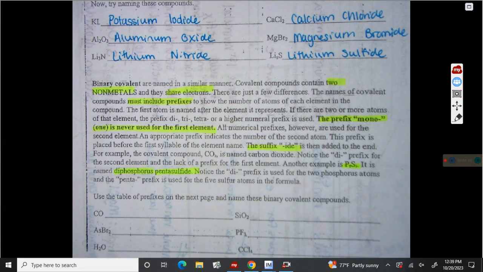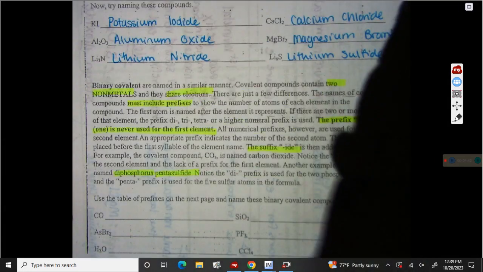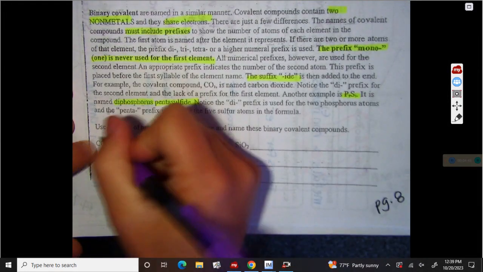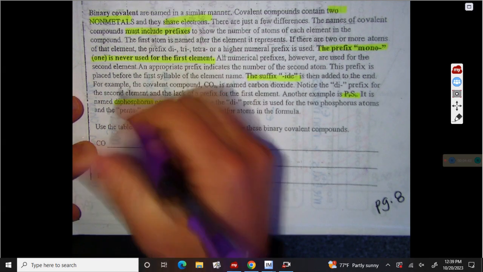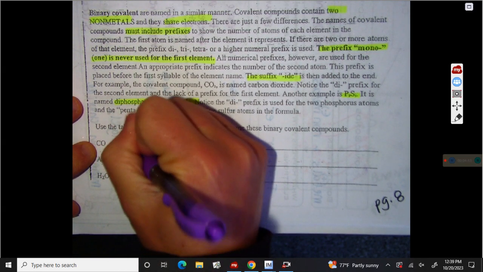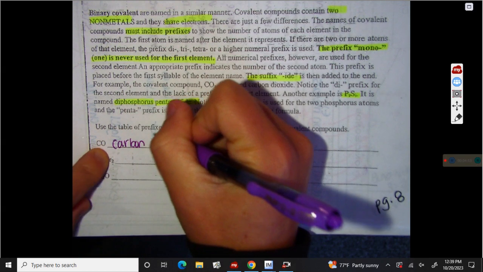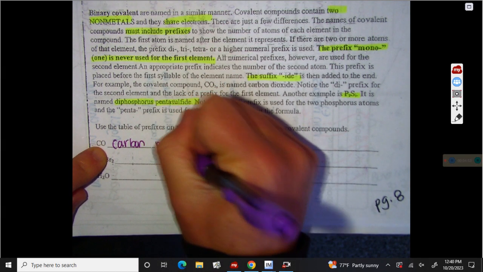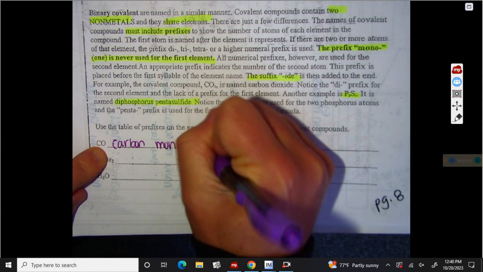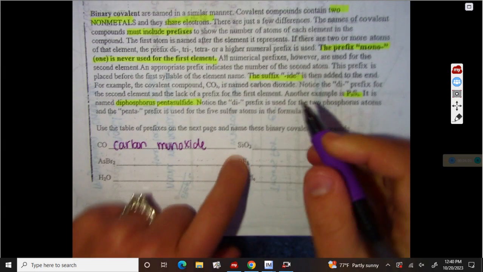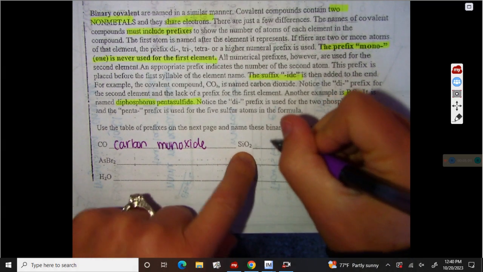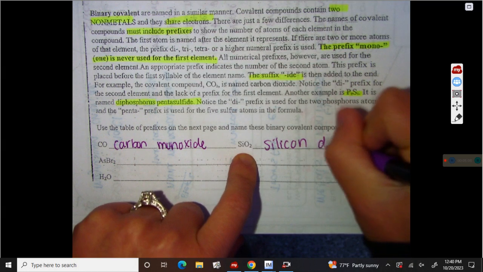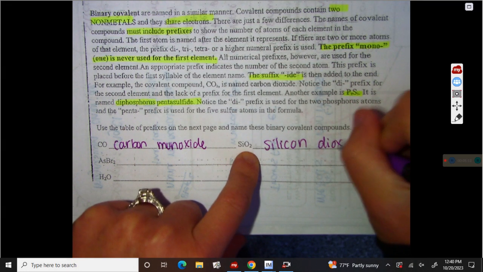So let's look at some of these examples right here. If I have carbon and oxygen, I need to name my first nonmetal, which is carbon. There's only 1, and I can't put mono in this first spot, so I'm going to put carbon. I've got 1 oxygen, which would be oxide, but we have to put a prefix, and it's going to be monoxide. Here, this was our example. We have one silicon. I don't put mono in the first spot, so I'm going to write silicon. Di for 2, oxide.